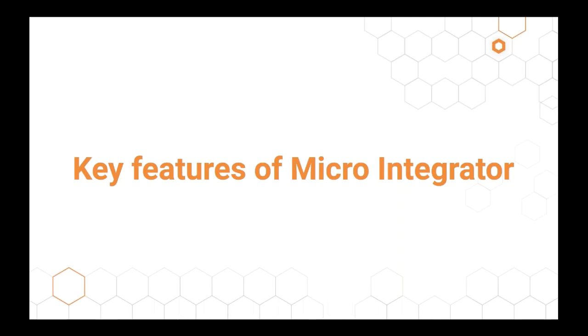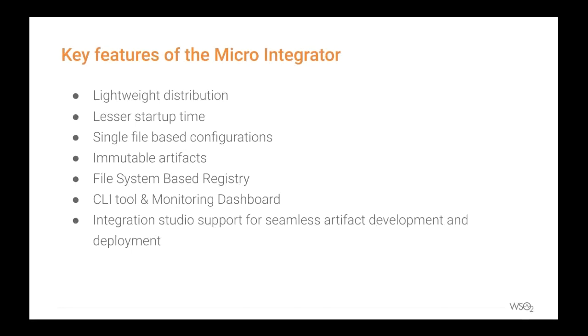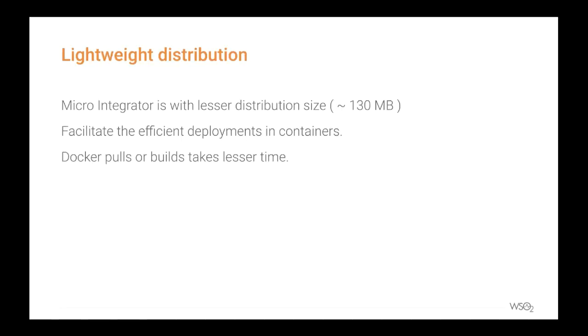So moving on to the next slide. As the first key feature, we have the lightweight distribution, that is the distribution size. Then we have a lesser startup time for the Micro Integrator. Then comes an amazing feature, single file based configurations. We will be looking into each of them individually. Then we have the immutable nature of the artifacts. Then we have the file system based registry, CLI tool and monitoring dashboard. And finally, we have Integration Studio support for seamless artifact development and deployment. Now let's have a look at each of these topics individually.